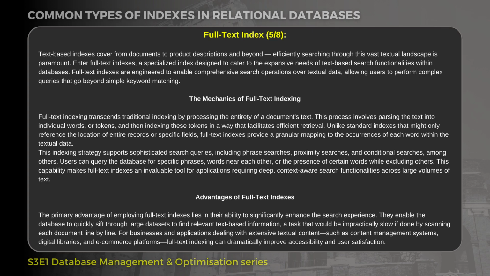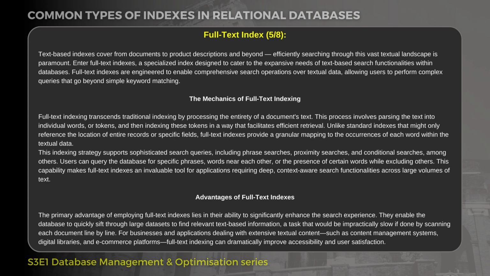The mechanics of full-text indexing. Full-text indexing transcends traditional indexing by processing the entirety of a document's text. This process involves parsing the text into individual words or tokens and then indexing these tokens in a way that facilitates efficient retrieval. Unlike standard indexes that might only reference the location of entire records or specific fields, full-text indexes provide a granular mapping to the occurrences of each word within the textual data.